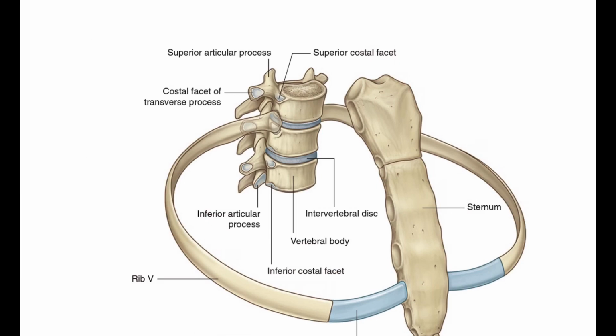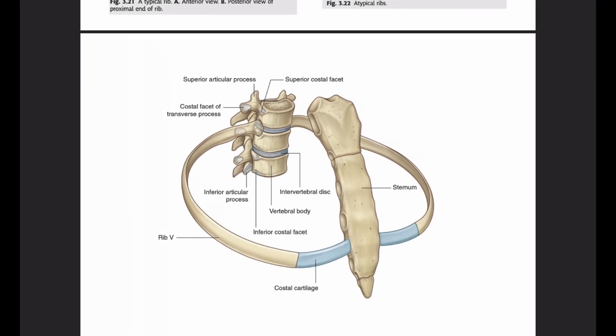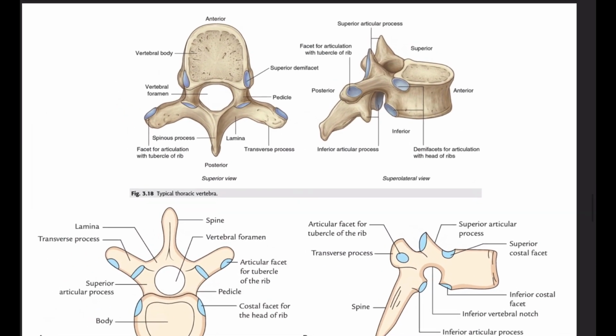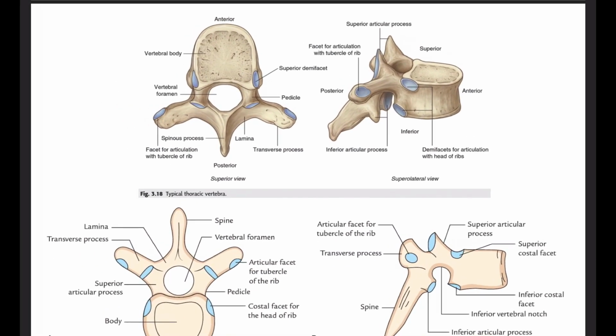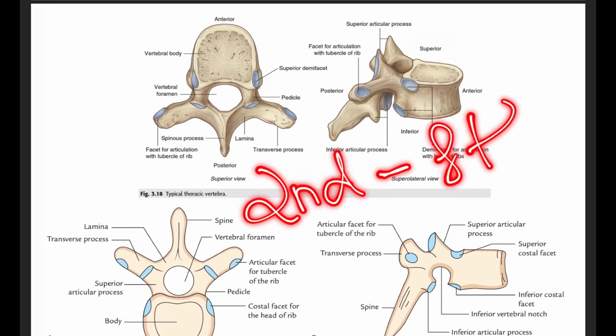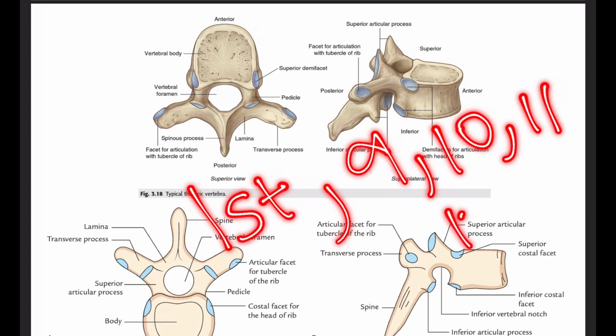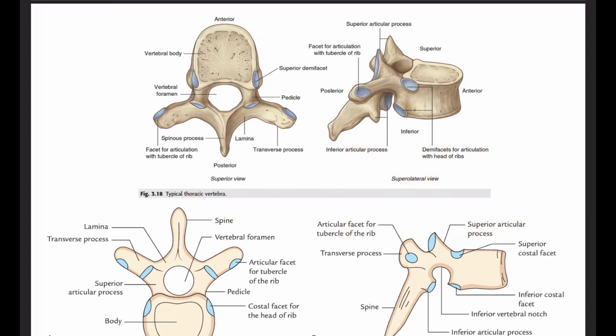So now let's discuss the classification of the thoracic vertebra. The vertebra are classified into typical and atypical vertebra. So what are the typical vertebra? 2nd to 8th vertebra are typical vertebra, and atypical vertebra are 1st, 9th, 10th, 11th and 12th. So let's discuss the typical thoracic vertebra.